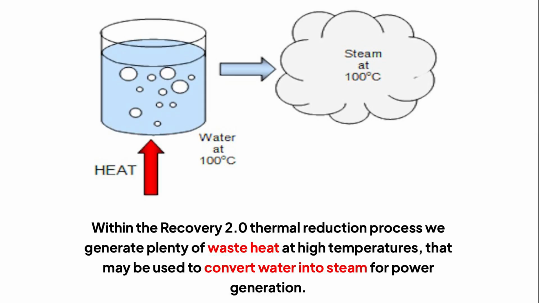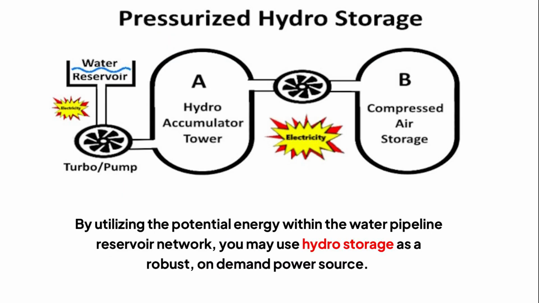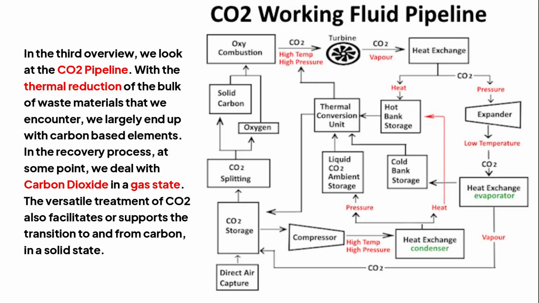Within the Recovery 2.0 thermal reduction process, we generate plenty of waste heat at high temperatures, that may be used to convert water into steam for power generation. By utilizing the potential energy within the water pipeline reservoir network, you may use hydro storage as a robust, on-demand power source. In the third overview, we look at the CO2 pipeline.